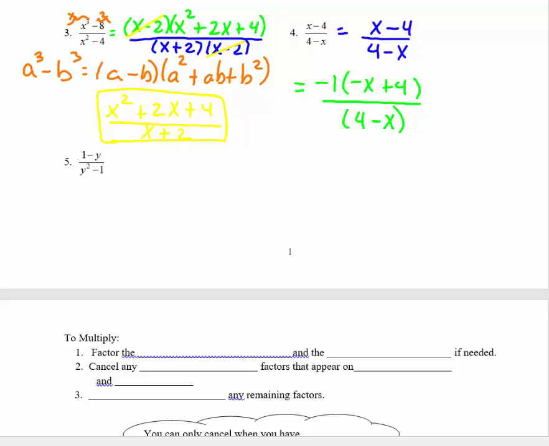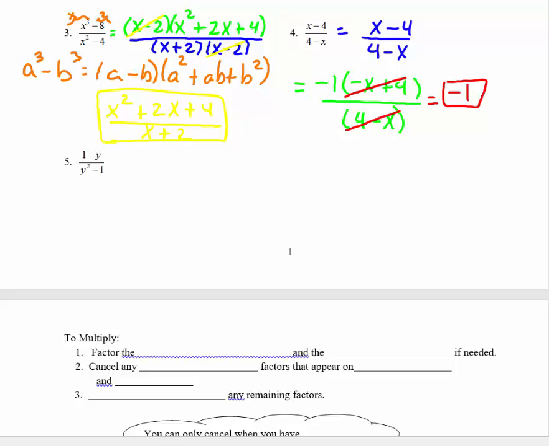Now when I compare the numerator and the denominator, I see that there is a negative x plus 4 factor in common. Just one is flipped the other direction. So they are the same factor, so they can cancel, but what I am left with is a -1. So if you see a factor on top and bottom that looks very similar, but the signs are switched, most likely you can just factor out a -1 and they will cancel.